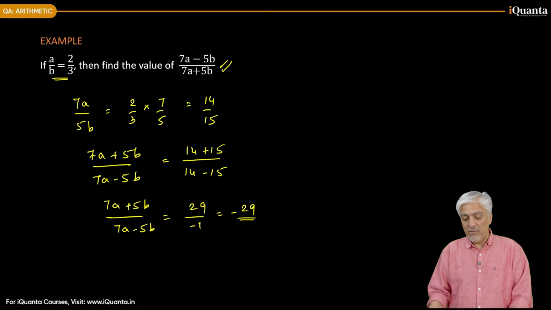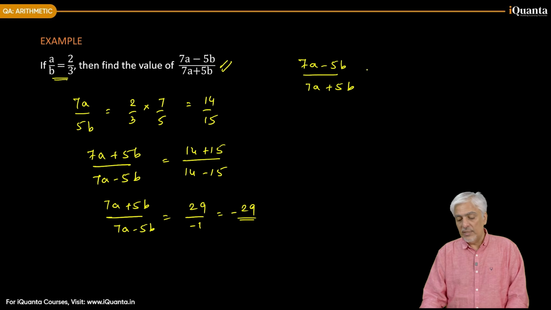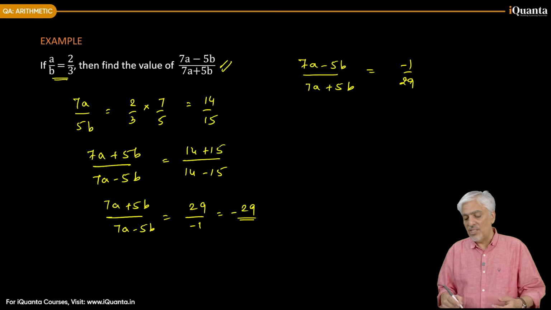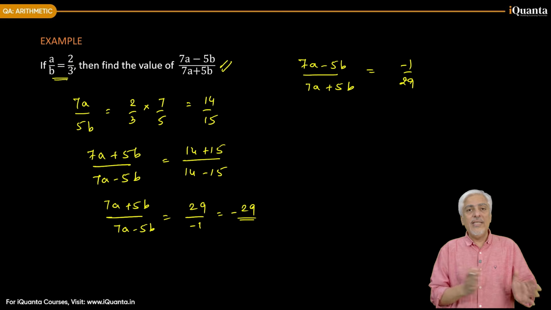So I can apply invertendo. You don't have to know invertendo, but you can just say, yes, I reversed it. That means if I reverse on this side, it will reverse on the other side also. Negative 1 upon 29. Now remember, in a ratio, the negative sign does not belong to the numerator or the denominator. It is like a common sign.